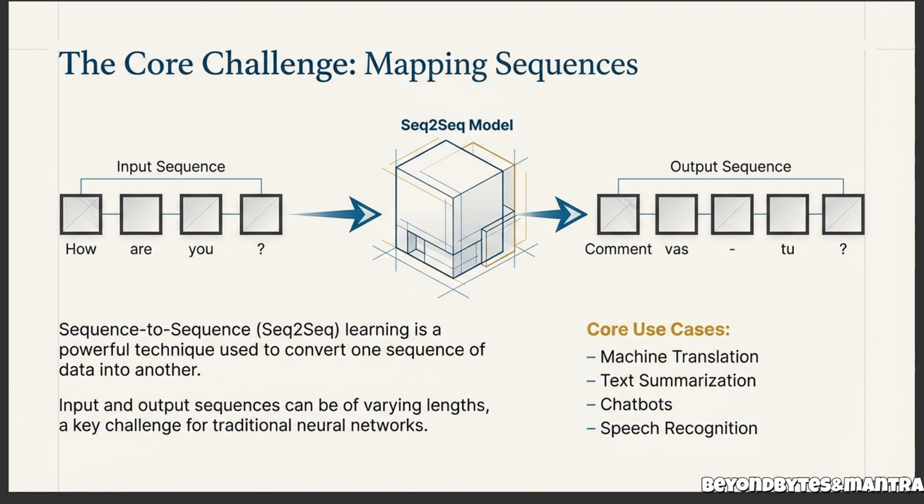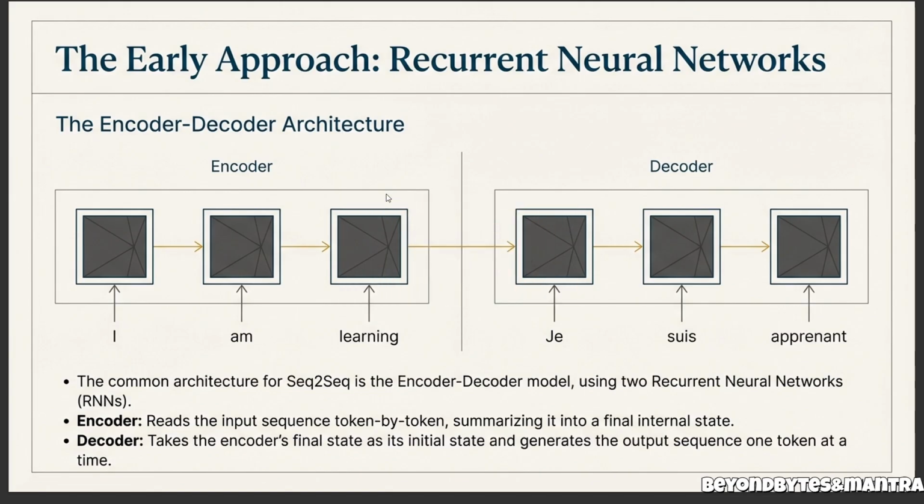Sequence to sequence opened doors for machine translation, where entire sets of languages could be bridged together. It powered text summarization, shrinking long articles into short notes. It gave rise to chatbots that respond naturally and feel like wow, and speech recognition systems that convert audio into text. So in early stages, sequence to sequence models involved recurrent neural networks.